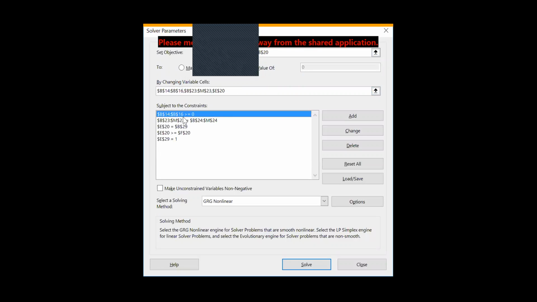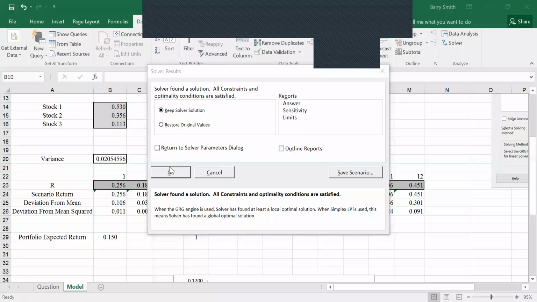So B14 through B16, remember that's our stock 1, 2, and 3, they're X, Y, and Z. They have to be all greater than or equal to 0. Then the R values, the B23 to M23, that's going to be equal to the B24 to M24, which you can't see here because I can only do one screen at a time. So we'll just tell you that. And so then we have the E20 has to be the B29, and the E20 has to be greater than or equal to F20, and then E29 has to be equal to 1. So we're going to say solve, and once we get this pulled back up over here, we're going to keep that solution.